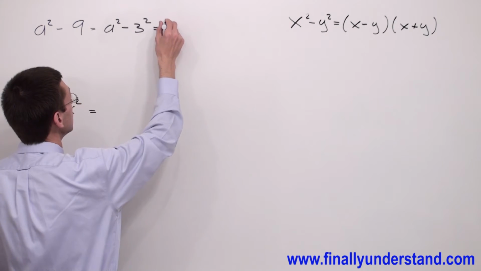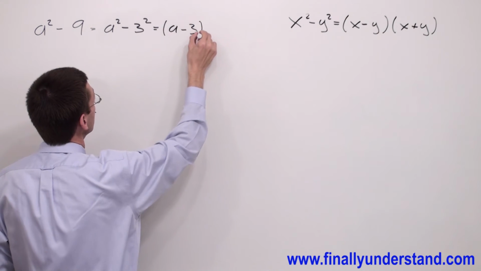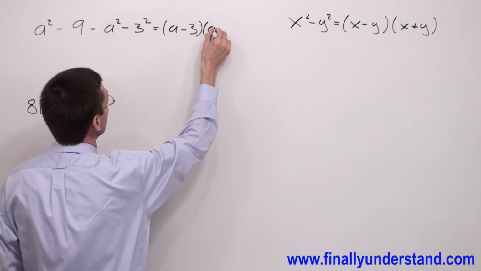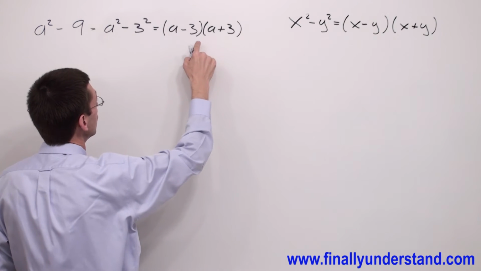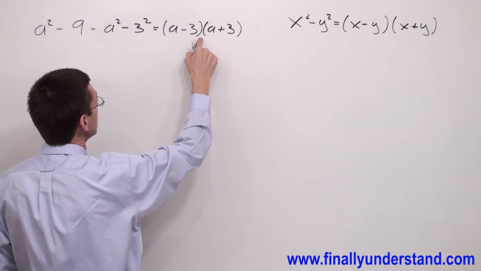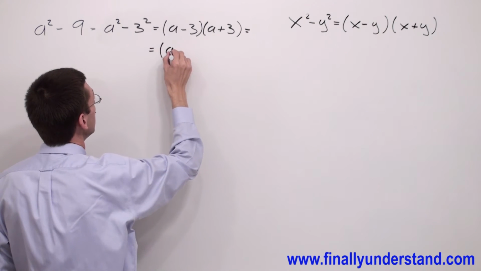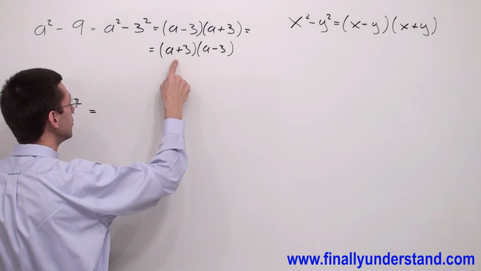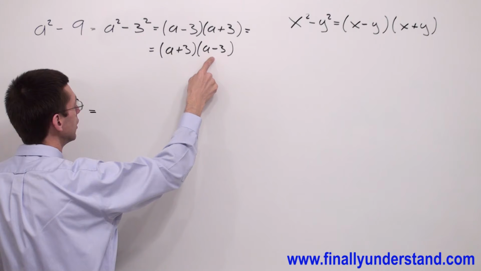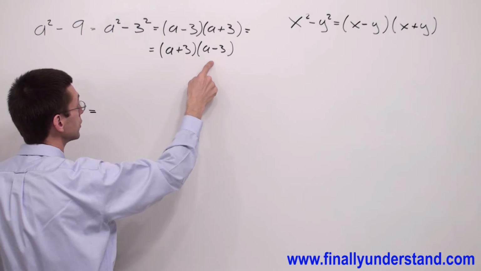And my expression in this case is going to look like a minus 3, and I have a plus 3. You're supposed to realize that anytime we have multiplication, my answer also can look like a plus 3, a minus 3. It doesn't matter if you multiply first the sum by the difference or the difference by the sum. The answer is always going to be the same.